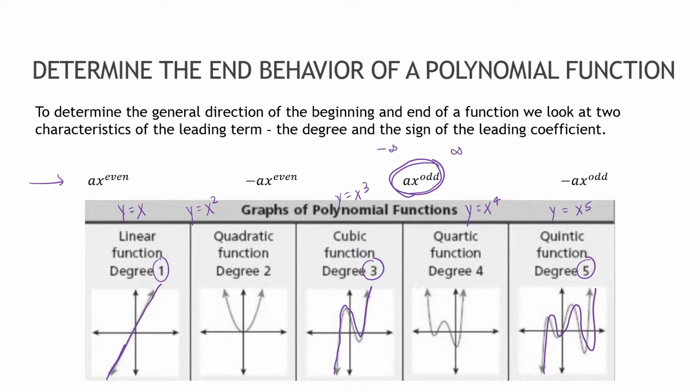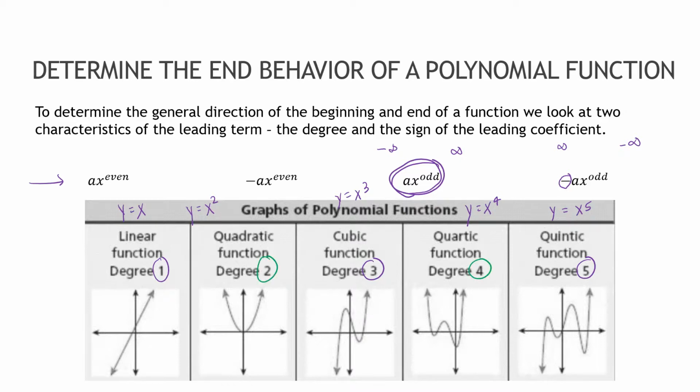If I had a negative in front, then basically my graph would just flip over and look like this. So this would be positive infinity to the left and negative infinity as we go to the right. And the same would happen here. Instead of this, I might have something that looks like this. Up to the left, down to the right. You get the idea.